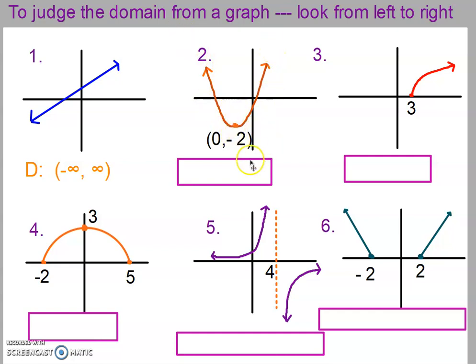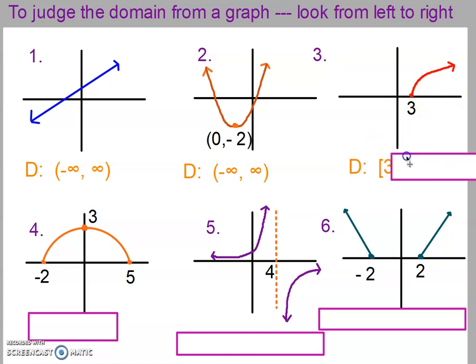Looking at number 2, this graph is also going to the left forever. It's going to the right forever. No breaks or holes in that graph either. Therefore, it's also negative infinity to infinity. Number 3, however, does not go to the left forever. It starts at this x value of 3 and goes to the right forever. So because we're starting at 3, we want to include that value of 3 because it's part of the graph. It gets a bracket, goes off to infinity with a parentheses on the end.